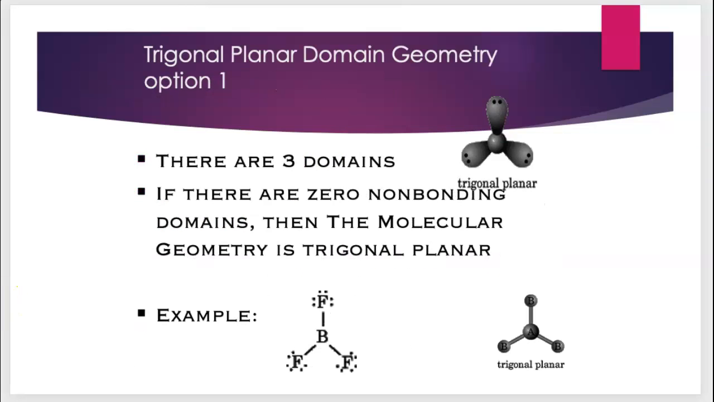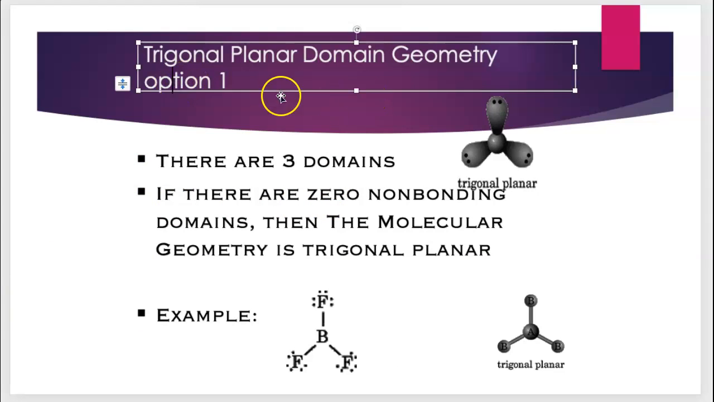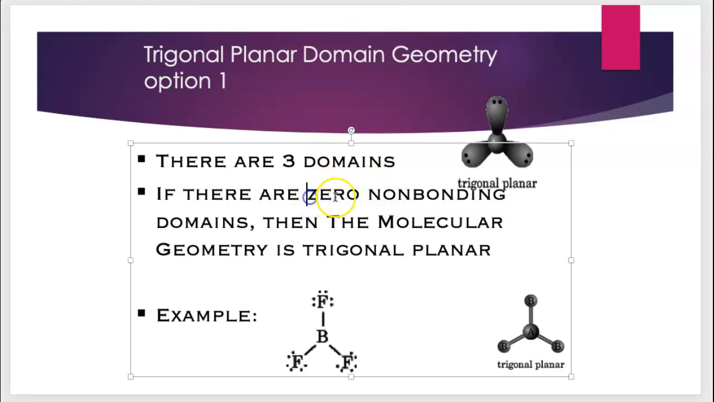Let's continue. Now, when you go to 3 domains, we talked about the domain geometry being called trigonal planar. So again, what if there's 0 non-bonding? Well, when there's 0 non-bonding, the domain and molecular are the same thing, so it's trigonal planar, such as boron trifluoride here.